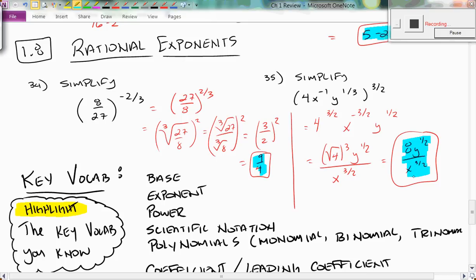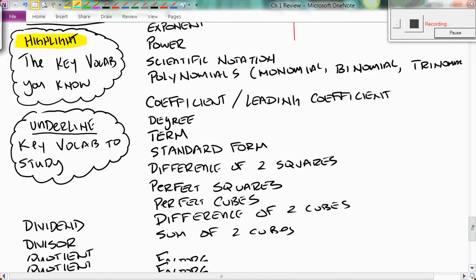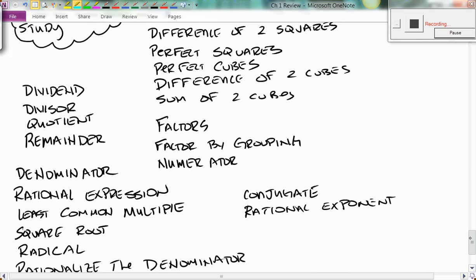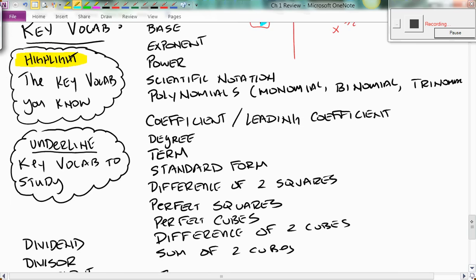Okay, there you go. Make sure you study all of these words as well. Lots of words in there. Make sure you study all of those. And good luck tomorrow.